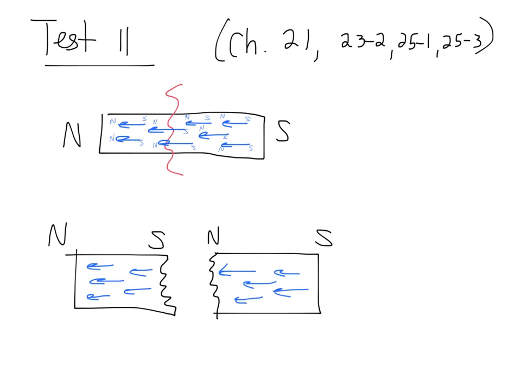So when you say cutting the magnet in half doesn't disrupt the magnetic domain, what does? What would disrupt the magnetic domain? Another magnet, the presence of another magnet, would cause the poles to realign.